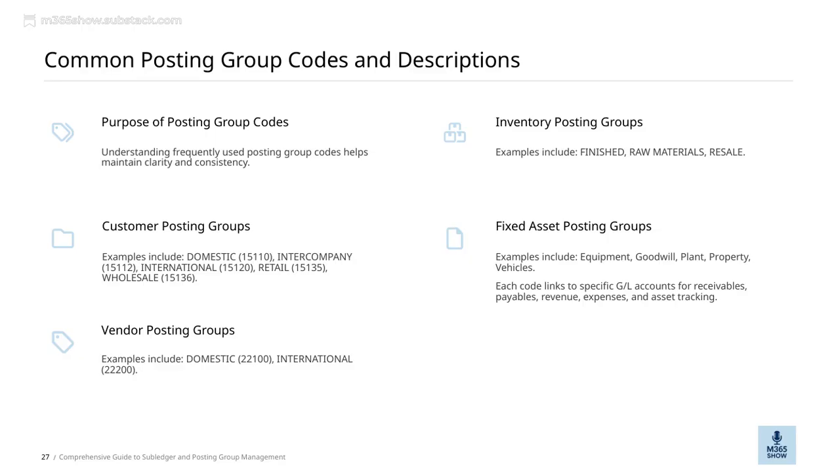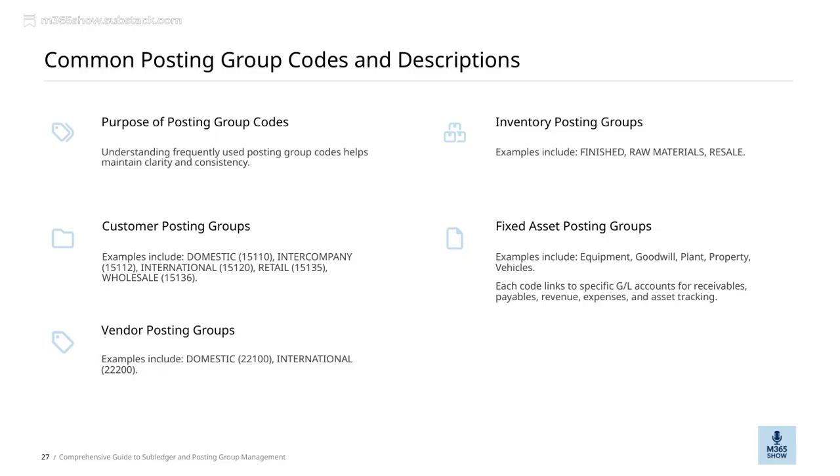Now, when we talk about fixed asset posting groups, you'll often see examples like finished, raw materials, or resale. These groups help us distinguish between different types of fixed assets, making tracking and reporting much clearer. Similarly, inventory posting groups include labels like domestic, which might be associated with account number 22,100, and international, linked to 22,200. These groupings help us manage inventory across different markets or regions efficiently.